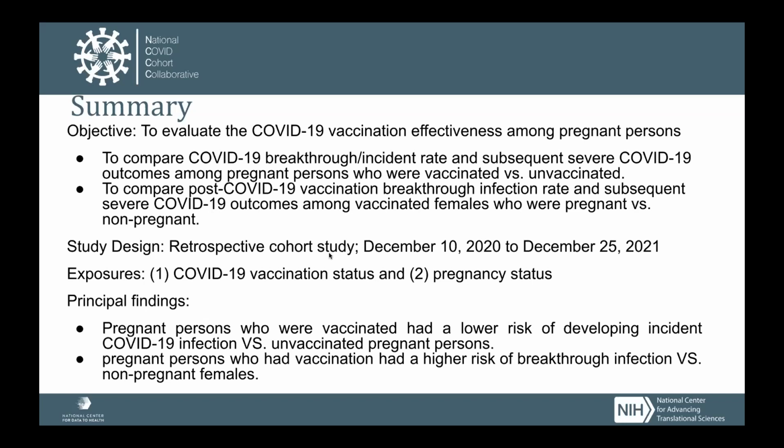The exposure for this study is COVID vaccination status for the first aim and the pregnancy status for the second aim. Our principal findings include, firstly, pregnant persons who are vaccinated have lower risk of COVID infection compared to people who are not vaccinated. And pregnant persons who had vaccination still have a higher risk of breakthrough infection compared to people who are not pregnant.